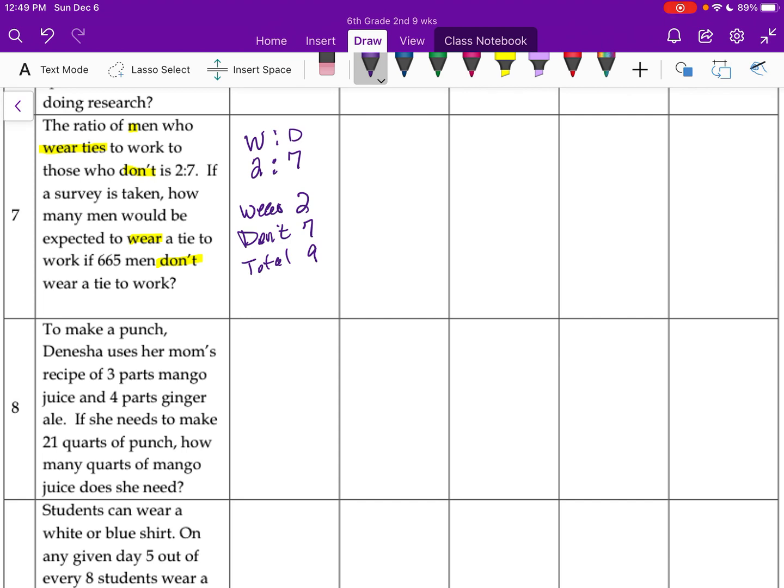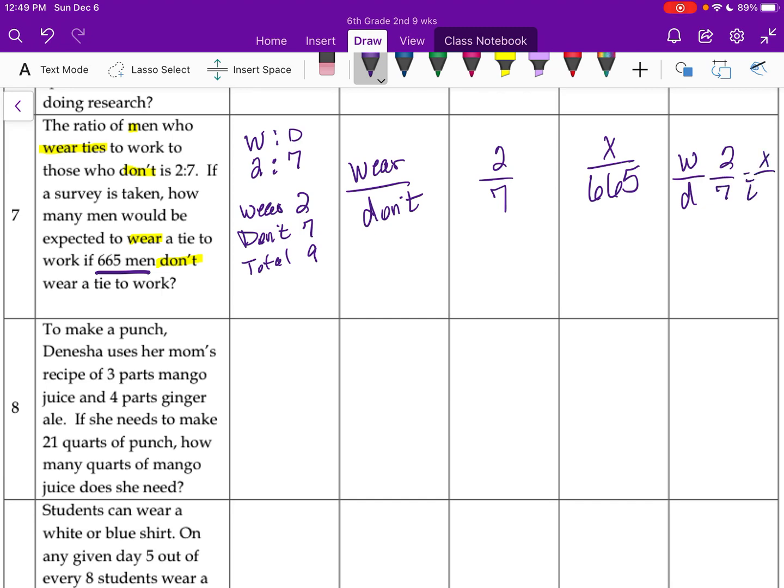Okay, so what ratio do we need? How many men would be expected to wear a tie if 665 don't? So 665 is the other information that they give us. So it's wear to don't. So 2 wear it, 7 don't. We don't know how many would wear a tie if 665 don't. So wear to don't is 2 to 7, x to 665.